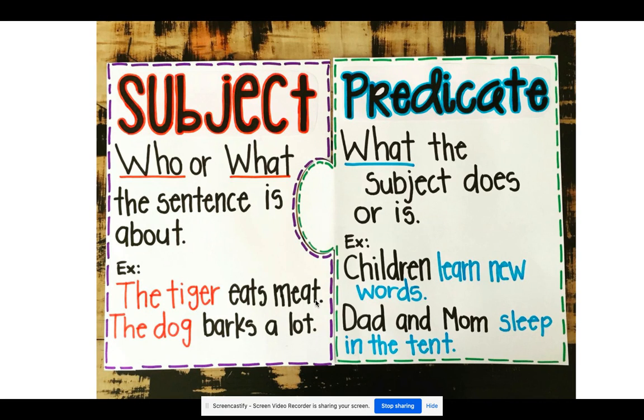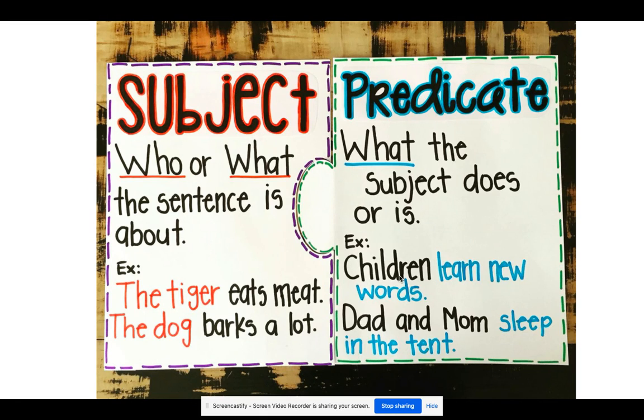The tiger eats meat. Here, the tiger is the subject because that is what the sentence is about. Let's look at another example. The dog barks a lot. So here, the dog is the subject because that's what the sentence is about. All right, now a predicate, that's what the subject does or is.